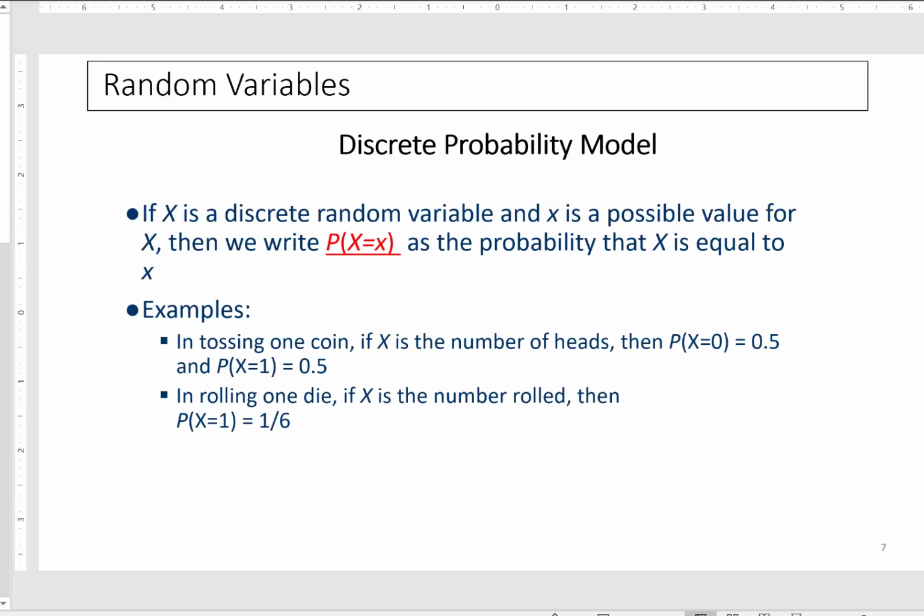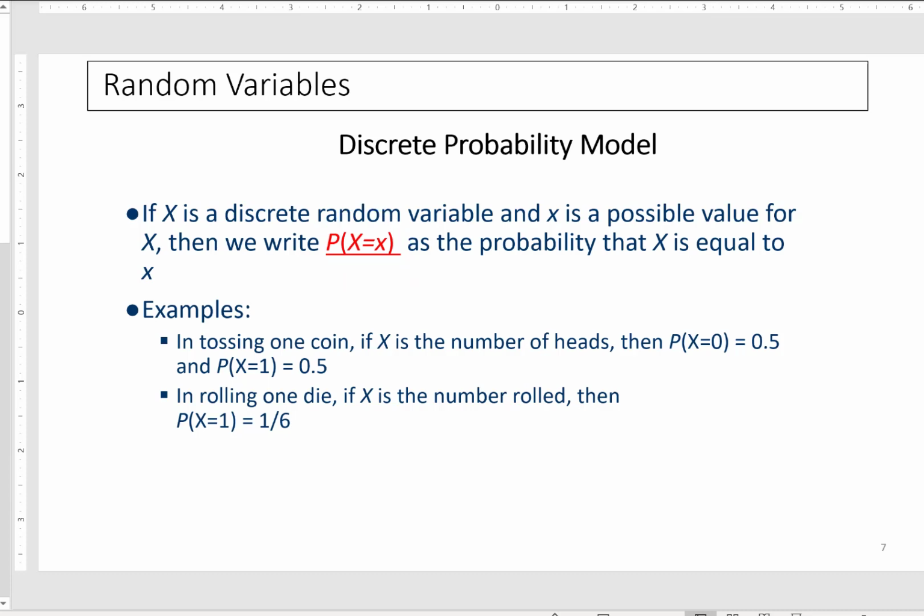So notationally, if X, capital X, is a discrete random variable and little x is the possible values for that discrete random variable, then we would write it as the probability, and in parentheses, capital X equals small x, as the probability X equals to that value, little x.